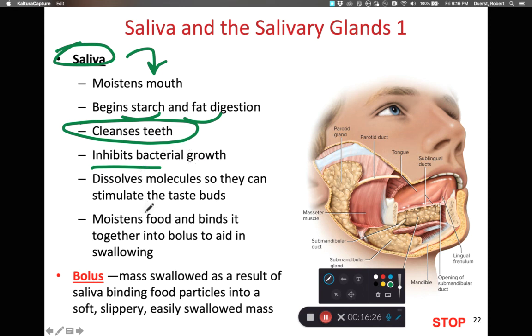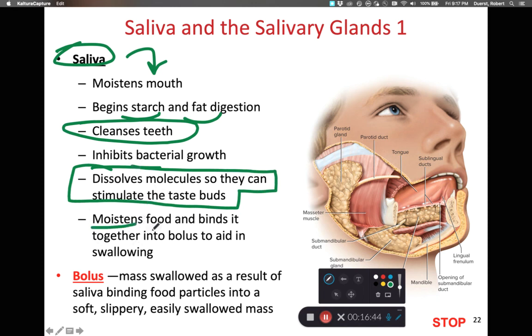Our saliva is a medium that we dissolve food molecules in and then transport those food molecules deep down into the lingual papillae so we can get them to the taste buds and actually taste what we're eating. To taste something, you have to dissolve that something in your saliva.